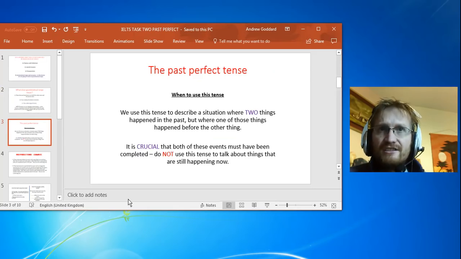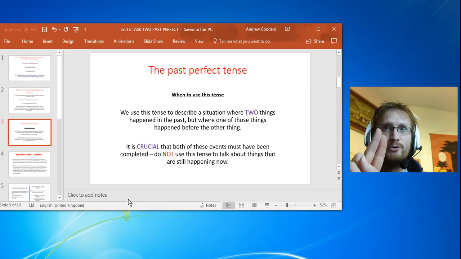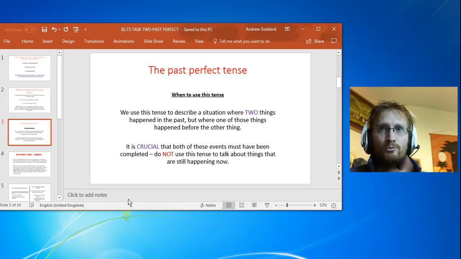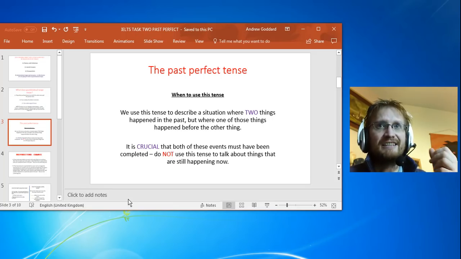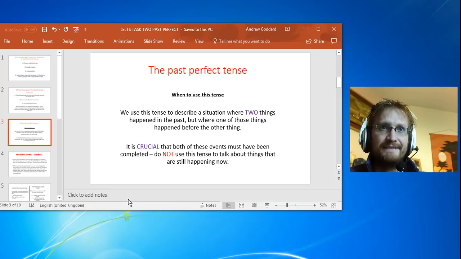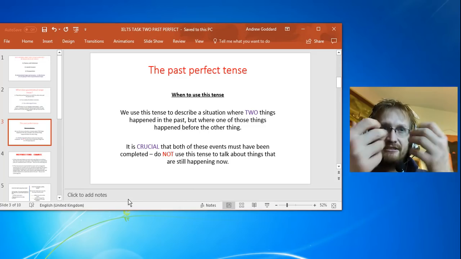Well, we use this tense to describe a situation where 2 things happened in the past, but where one of those things happened before the other thing. It's very important or crucial to note that both events must have been completed. Do not use this tense to talk about anything that is still happening right now.